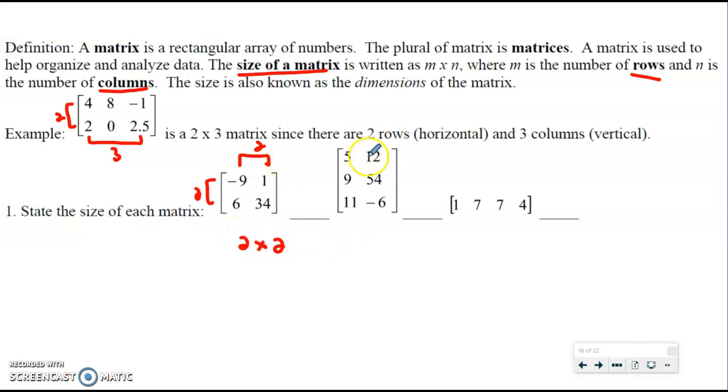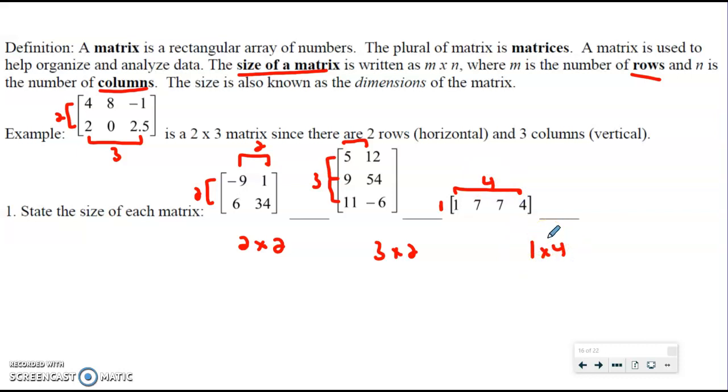Now, if I look at the next one over, how many rows do I have? 1, 2, 3. So this would be a 3 by 2 matrix. Okay. In this next one, I have 1 row, and I have 4 in a column. So this would be a 1 by 4 matrix.